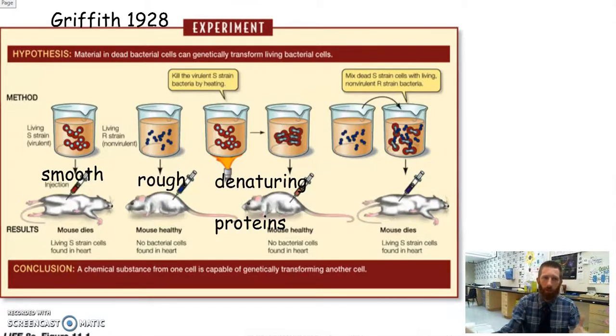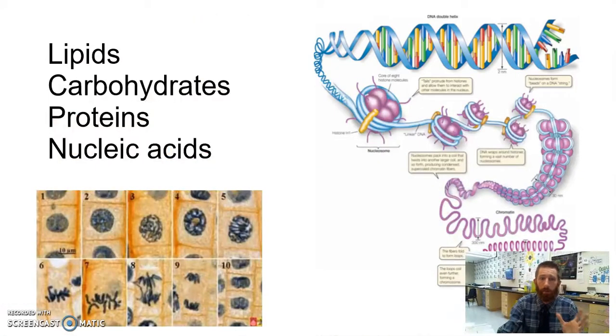Now, before we get to Hershey and Chase, we have to cover a lot of background, honestly. If you'll remember from chapter 2, we looked at the different types of macromolecules: lipids, carbs, proteins, and nucleic acids. So scientists knew that all cells had these, and so one of these 4 had to be the transforming factor. Okay, now they could immediately rule out lipids and carbohydrates from their list of potential candidates because they don't have enough variety and they're not found in the nucleus, right?